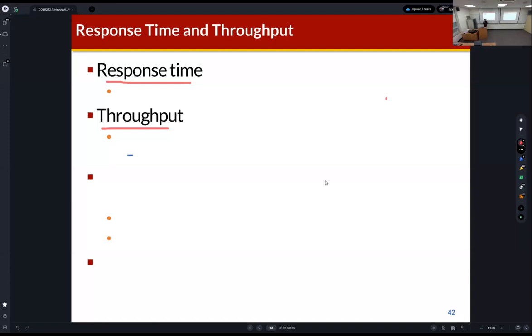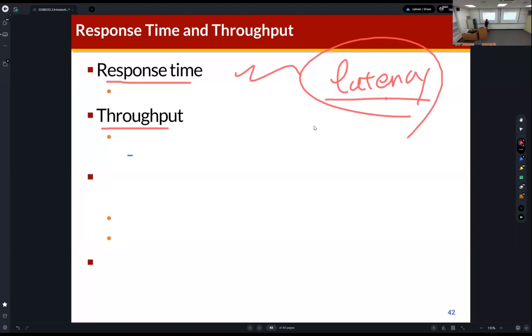Okay, good. So response time is the execution time. It's the time gap between the start time and the end time of a certain application. So that is the response time. And then we use another terminology, latency. Okay, latency.